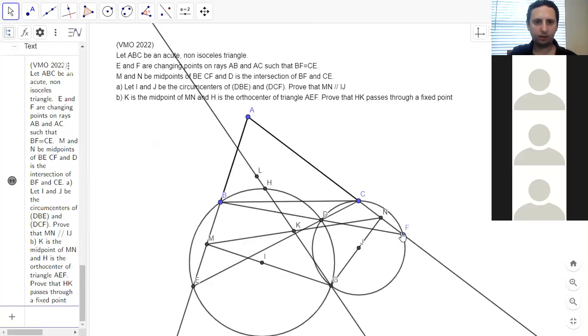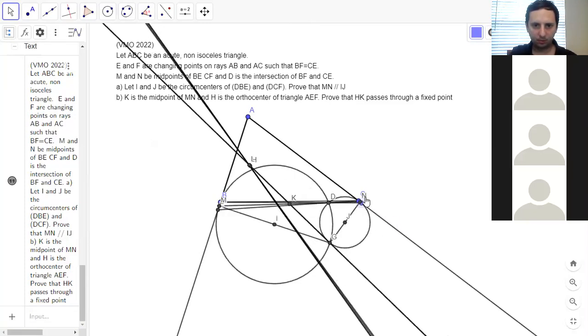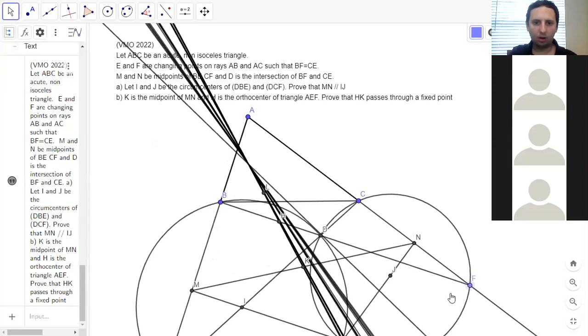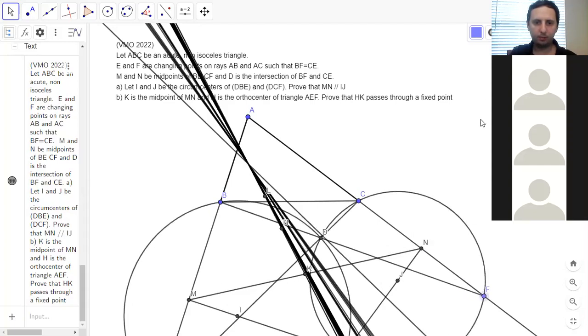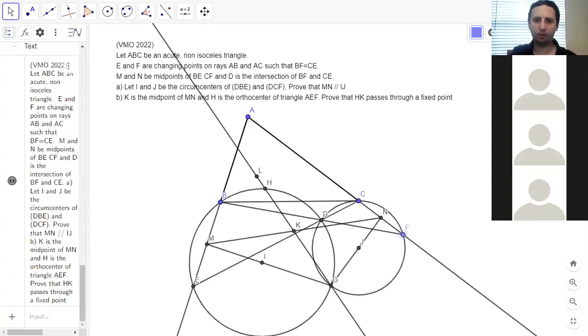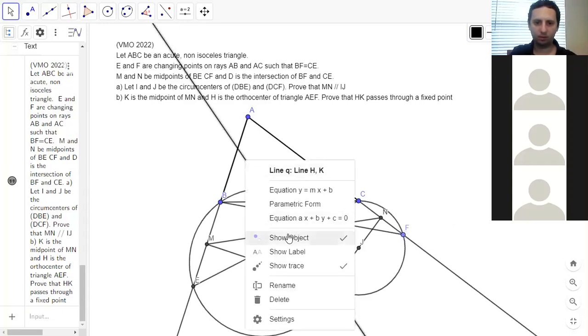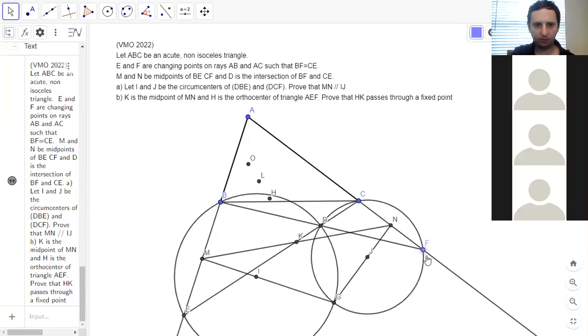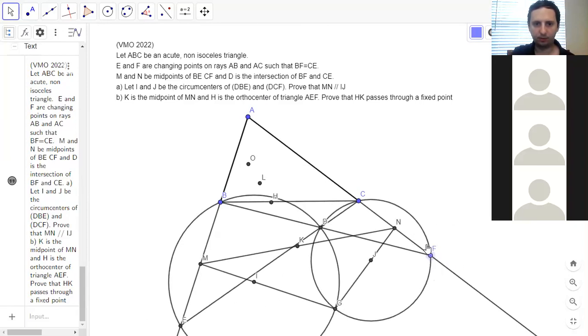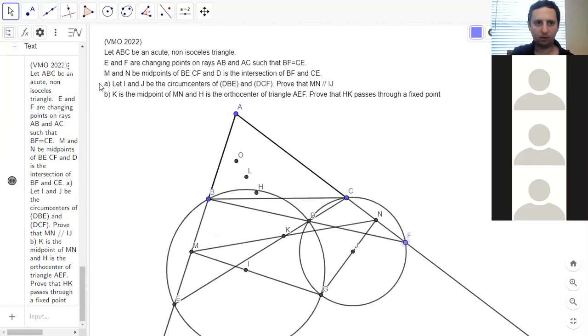Yeah, I think, oh no, okay, so HK passes through that point, but that's not the fixed point that we're looking for. Fixed point is the orthocenter of ABC. Okay, it's the orthocenter of ABC, I guess. Not sure, but okay. Yeah, it looks like it. Because if we move this around, yeah, it looks like it's the orthocenter of ABC. All right.